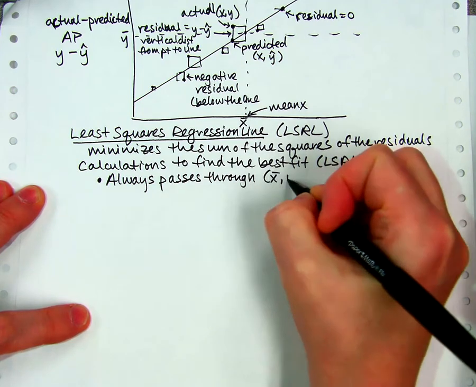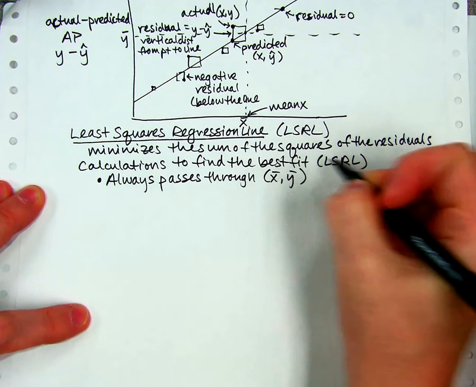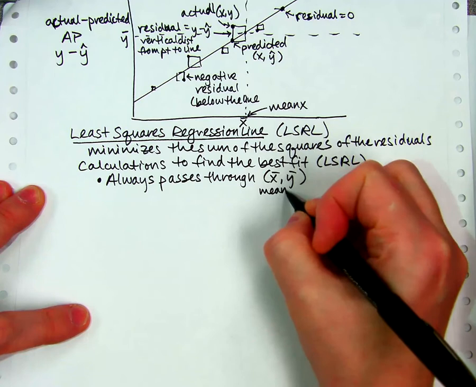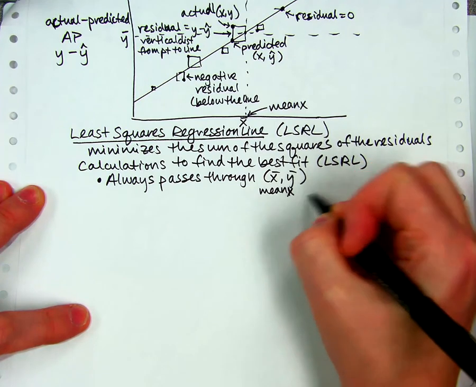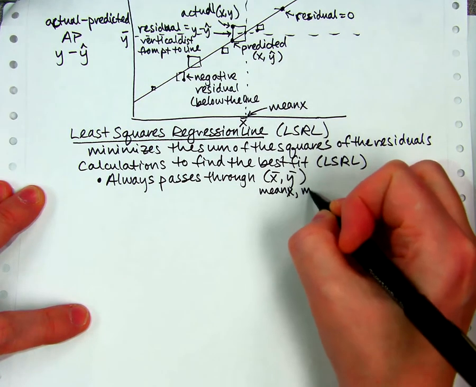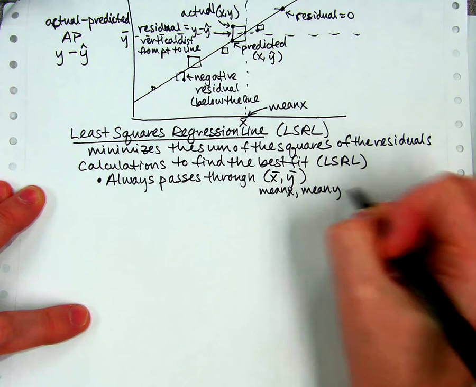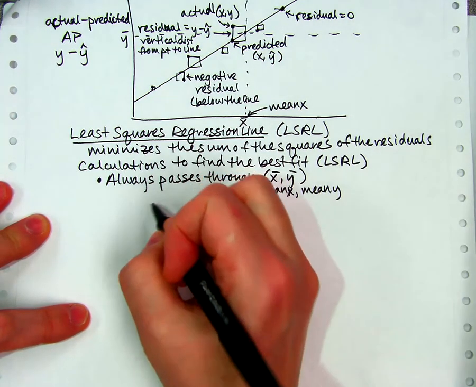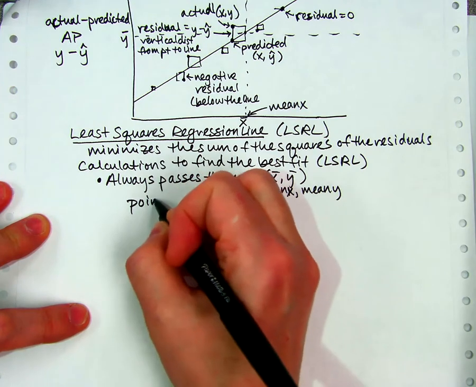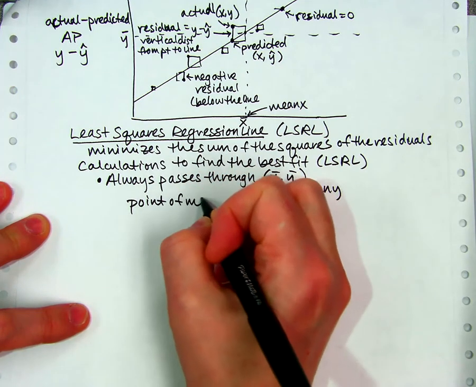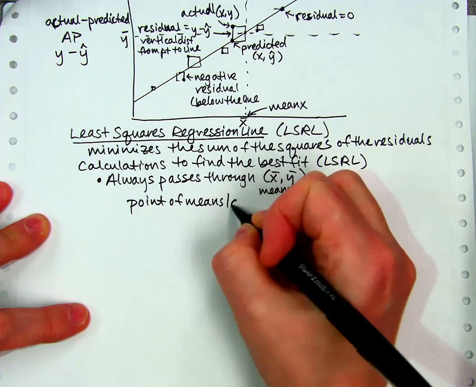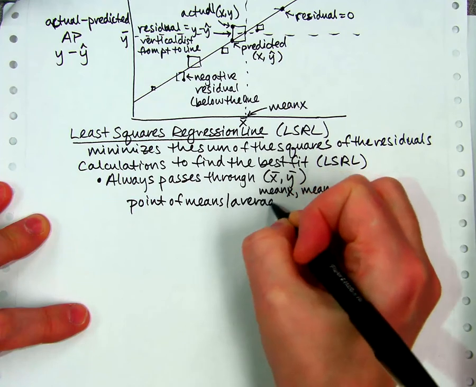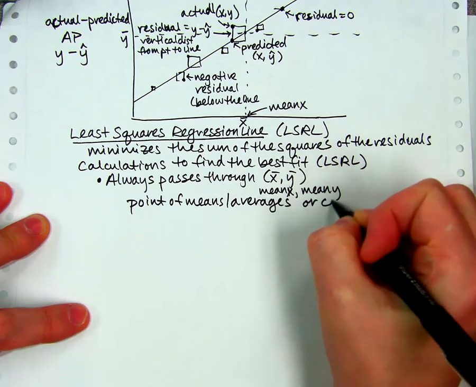X bar, y bar, which is the mean x and the mean y. Sometimes it's called the point of means, or the centroid is the official name for it. You don't have to write that down unless you want to. But the point of means, oh, maybe I did write it down last year, so okay, fine. I'll write it. The point of means, point of averages, or it's sometimes called the centroid.